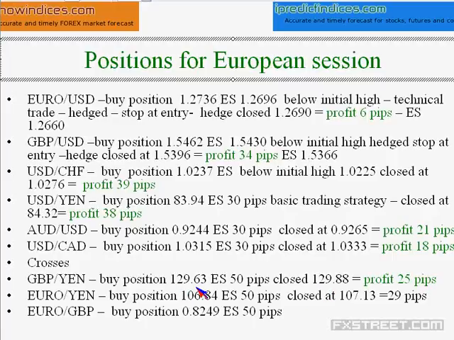Then I closed it around 1.0333 with a profit of 18 pips. And in the case of GBP/JPY, I took a buy around the market level 129.63 and it went up to 129.88, and then I closed it. Then in the case of GBP/EUR/JPY, 106.84 I took it, and it went up towards close of the European session. Then I booked about 29 pips profit.